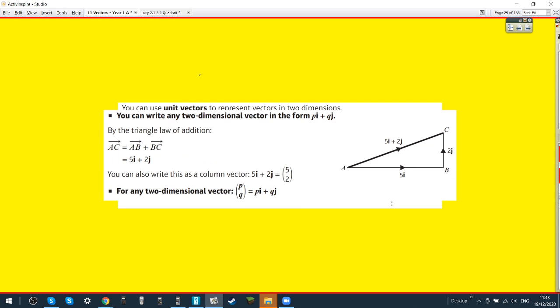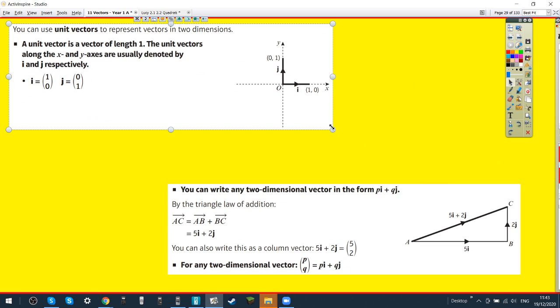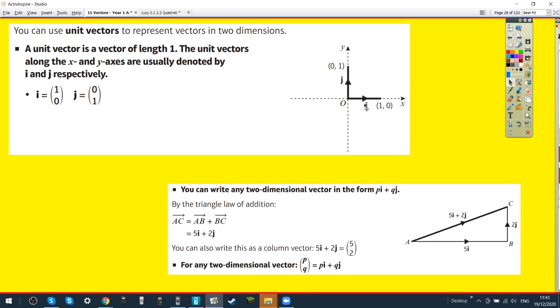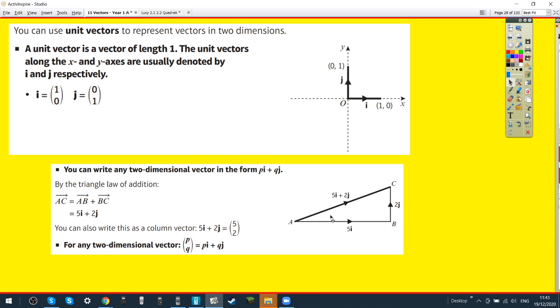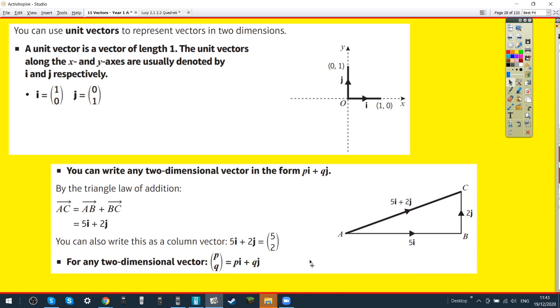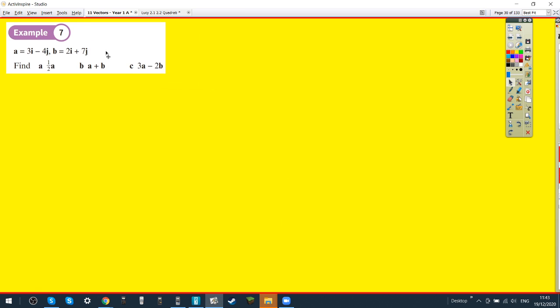No. Alright. Okay, so this is i and j notation. i is 1 unit to the right, j is 1 unit up. It's a bit like x and y, but for vectors. So this one here, 5, 2 is written as 5i plus 2j. This is a different way of writing it. Alright, how about this?